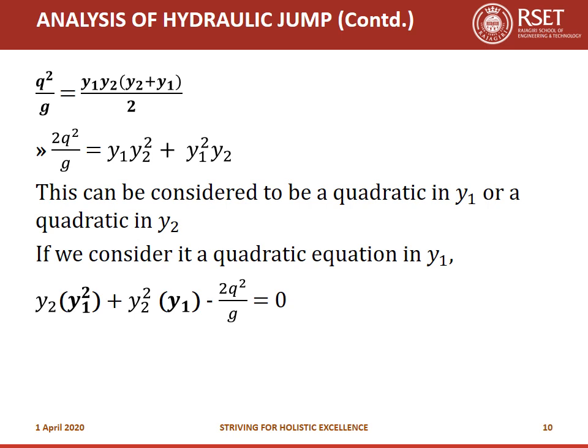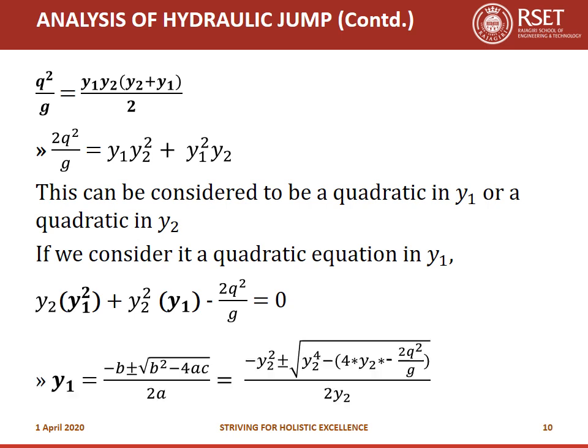If I want to write it as a quadratic in y2, I can rearrange this as y1 y2 squared plus y1 squared y2 minus 2Q squared by g equal to 0. So I can either consider it as a quadratic in y1 or as a quadratic in y2. Here I'm going to analyze further by considering this equation to be a quadratic equation in y1, where y1 is the variable and the remaining terms are the coefficients. You know how to solve a quadratic equation: minus b plus or minus root of b squared minus 4ac divided by 2a. The same formula I'm going to apply here.